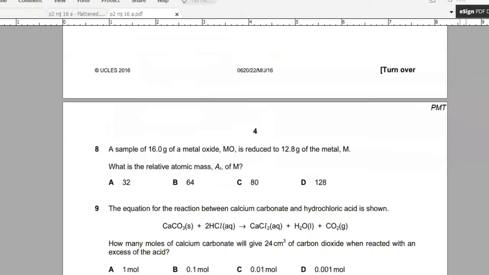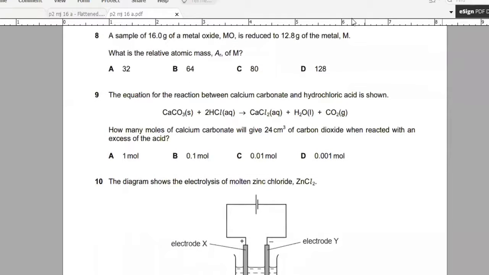Question number 8, it is about stoichiometric calculation. A sample of 16 gram of metal oxide, that is MO, is reduced to 12 gram of metal, that is M. What is the relative atomic mass of M? So it's easy. You remember the mole concept. First find out the given information in the question, and then find the answer. Always remember here the mole concept, you're going to use it.